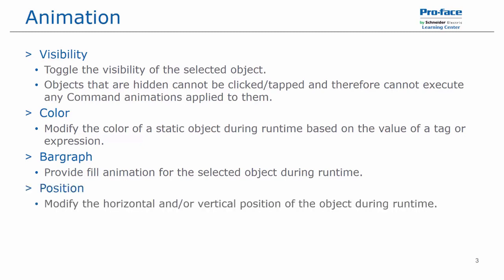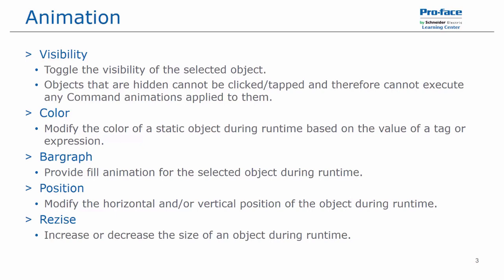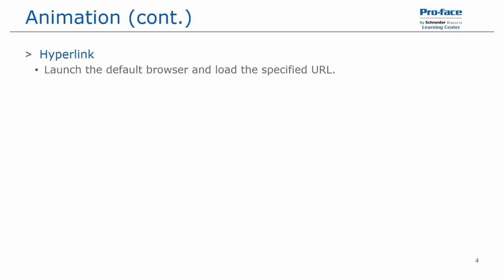Then position animation allows you to modify the horizontal and or vertical position of an object during runtime. Think of this like a mouse pointer on your screen that you can configure based on touch or any other sort of tag or expression value. Then resize animation allows you to decrease or increase the size of an object during runtime. This is the type of animation you would use to emulate the pinch and zoom functionality that you see on modern smart devices.